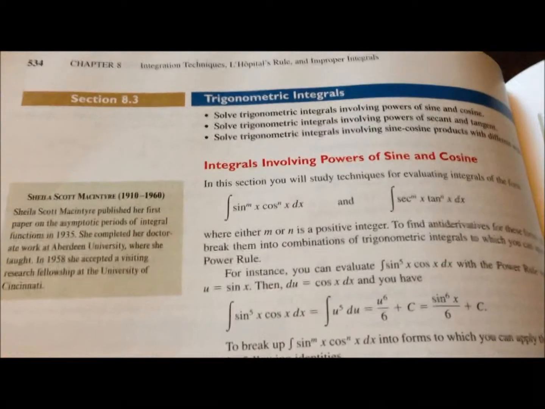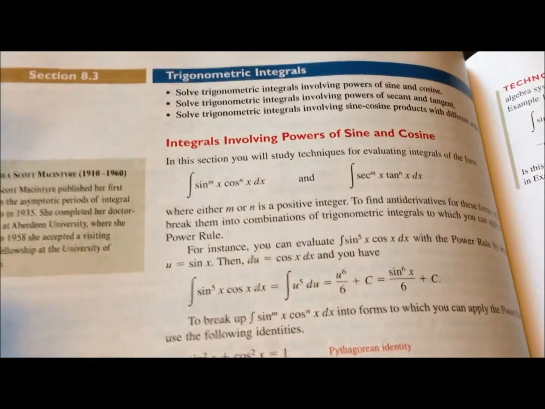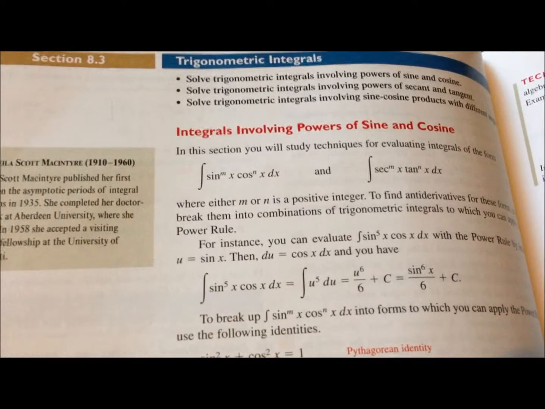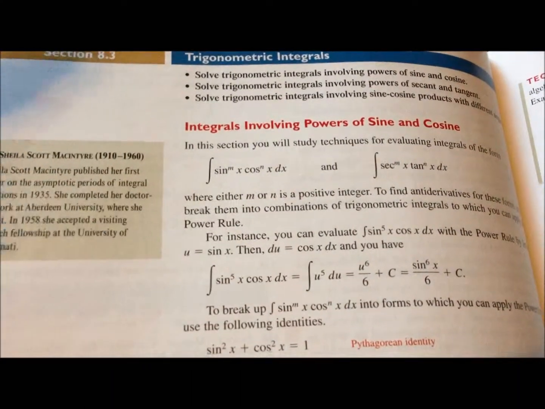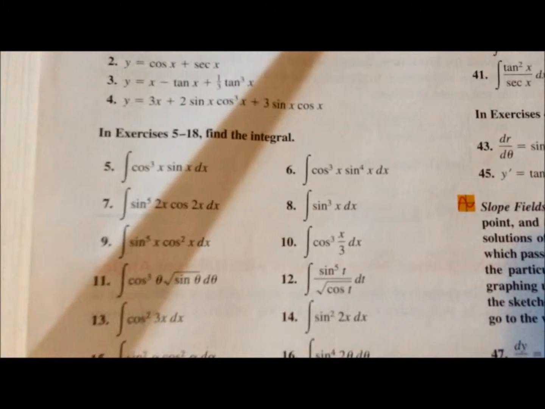I'm going to go over trigonometric integrals. You can find them in section 8.3 in the Brown book. This is just when you take the integral of sine x and cosine x to a power, or secant x and tangent x to a power. On page 540, you can see some problems that they have.